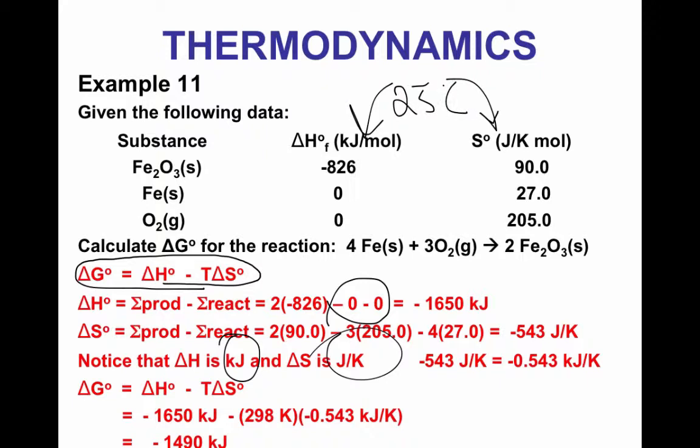So then just plug in 25 degrees Celsius or 298 Kelvin to get negative 1,490 kilojoules. Now, with this, delta G is less than 0. What does this tell you? It tells you that it's spontaneous.